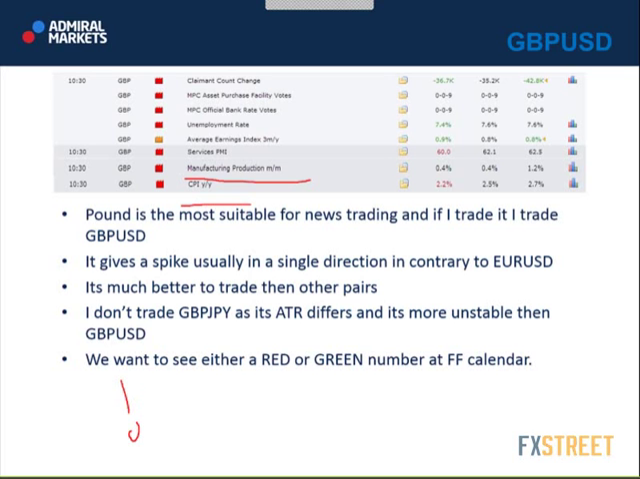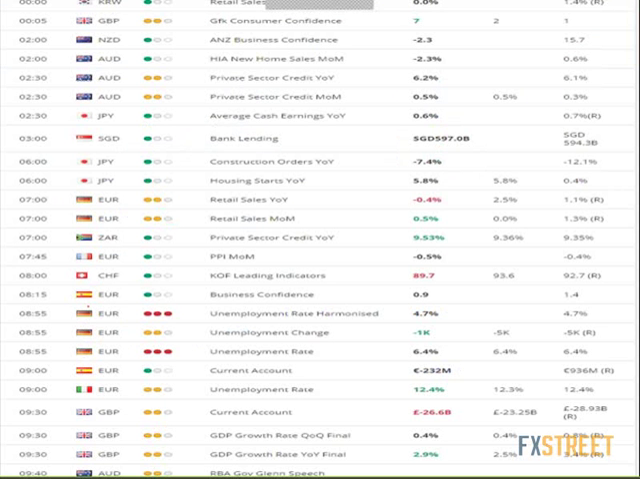Some calendars use exclamation marks, where three exclamation marks correspond to red. This is how the Admiral Markets calendar looks. It's basically the same, and very similar is Forex Street. Yes, the question for dollar news: can we trade pound dollar? Yes, I will show you later.